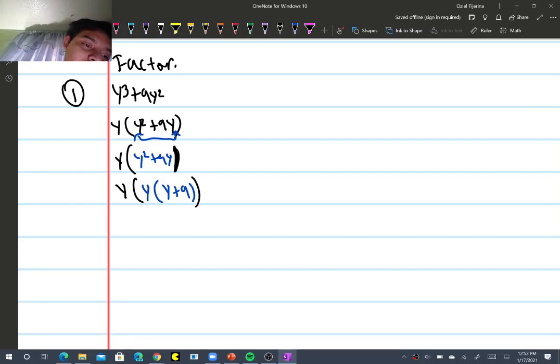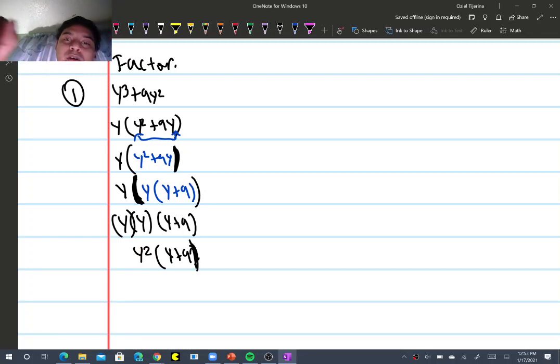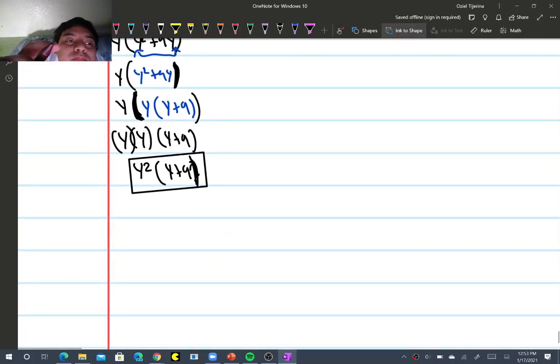Looking at this, remember that when you have a parentheses within a parentheses, what this is saying is that we have y times y plus 9. So then we have y squared times y plus 9, and we have factored our problem. So that's how you would do that one. Okay, let's move on to the next one.